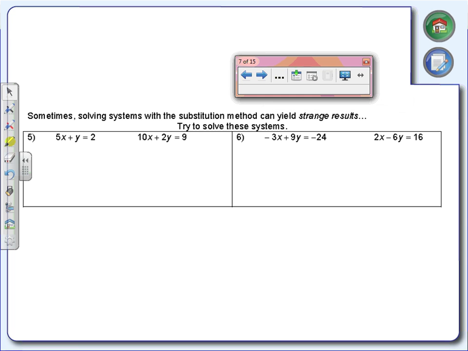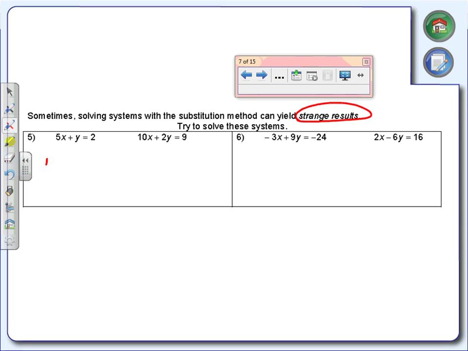Now, it says that sometimes solving systems with substitution can yield some strange results. Strange results. Now, what do they mean when they say strange results? Well, let's take a look here. We're going to do 2 more examples. Here's number 5. We're going to use the same method, substitution.